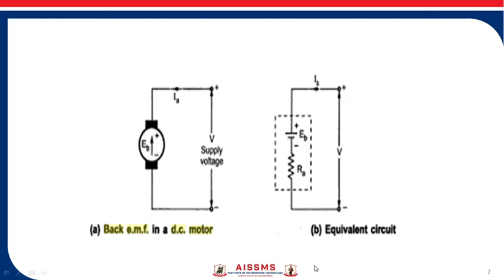circuit of this armature. In a DC motor, the electrical input is the supply voltage, as you can see here, and this causes the armature current which flows through the armature conductors, and back EMF gets generated due to the generating action. So that opposes the supply voltage. As the back EMF always opposes the supply voltage, it is called the back EMF.